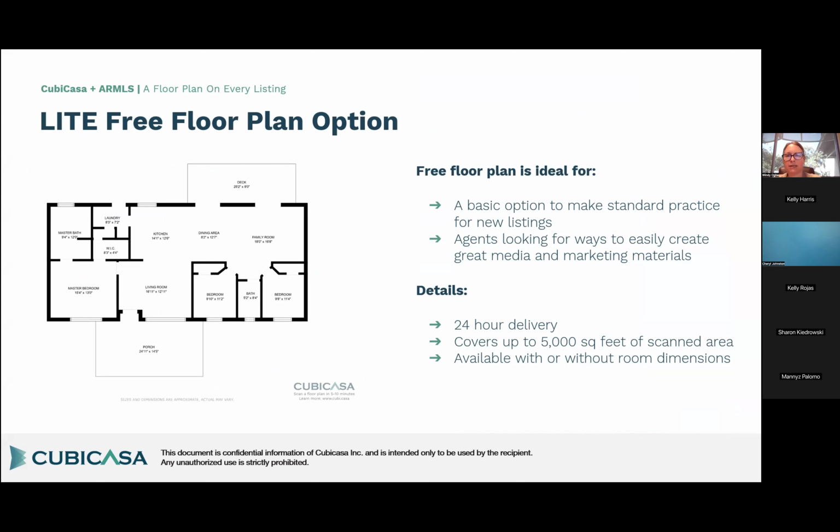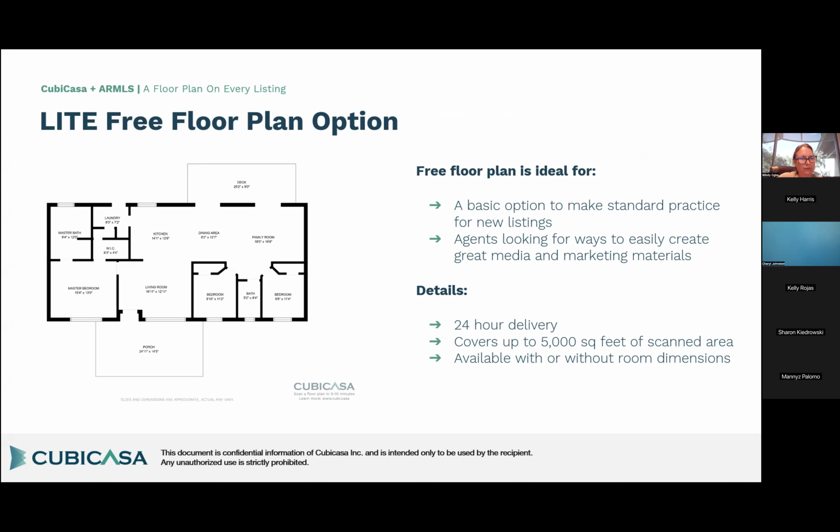So here's what ARMLS pays for. We will give you the light option, which is free for ARMLS subscribers. The scanning process works on all types of properties. Like I said, whether it be multi-story or have curved walls. You can do up to 5,000 square feet of a scanned area, and you'll get your scan back within 24 hours or less. Let's say you have a listing that's more than 5,000 square feet, 6,000, 7,000, or even higher than that. You can request that scan, but there is an extra fee for that, just because the production cost is a little bit more.